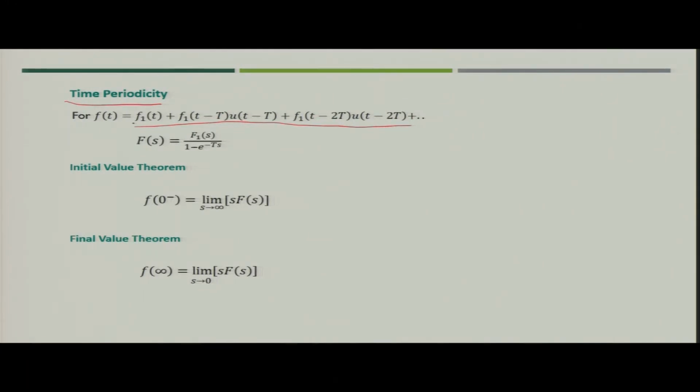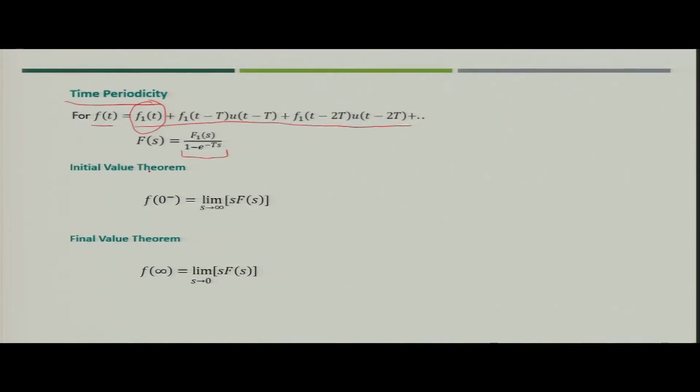Now, if you are asked to find the Laplace transform of f(t), F(s) is nothing but F1(s) upon 1 minus e to the power minus T s, where F1(s) is the Laplace transform of the first period of the function.